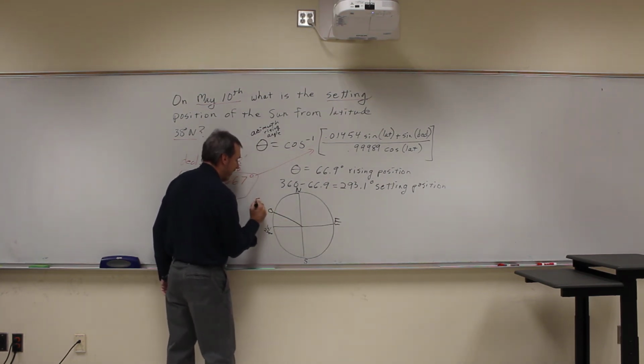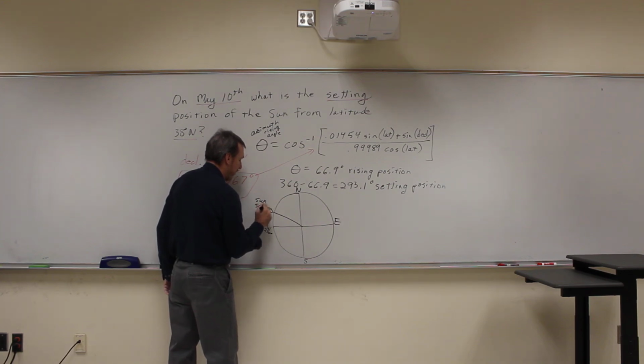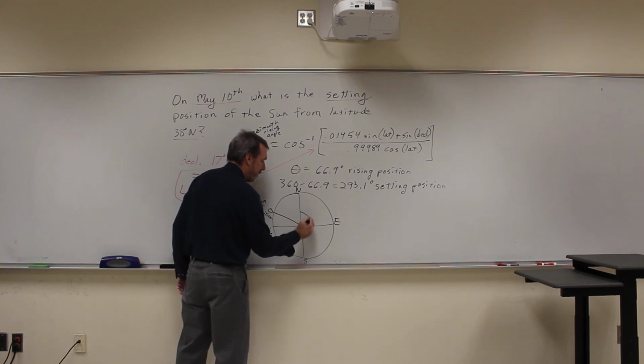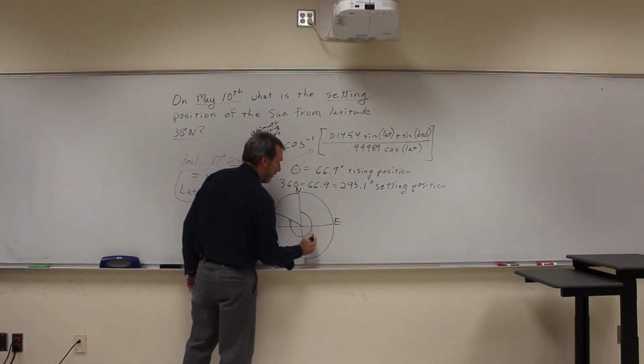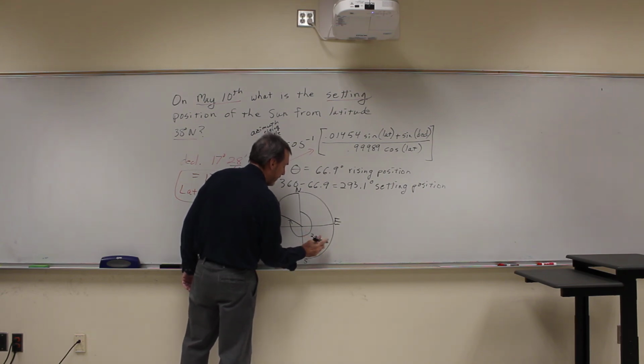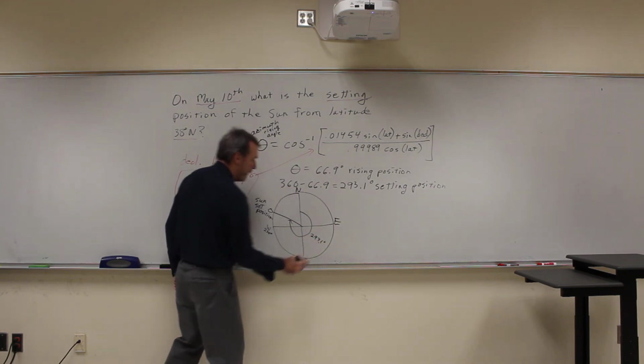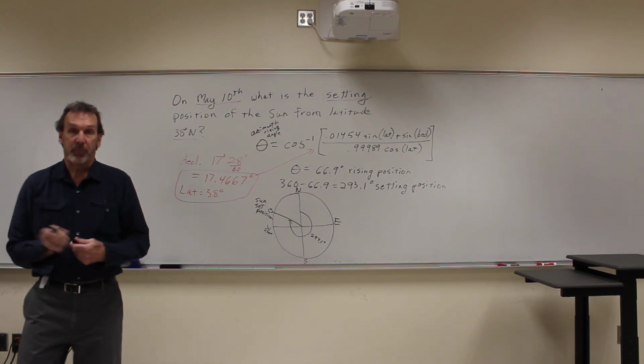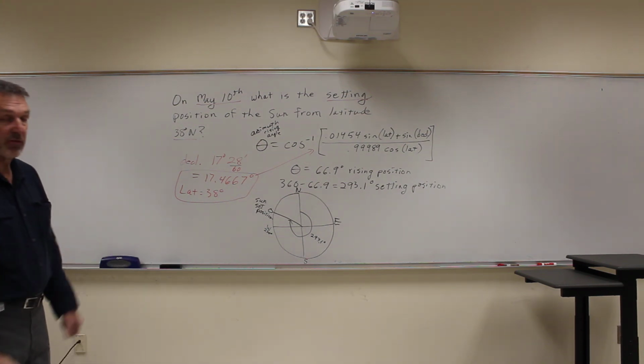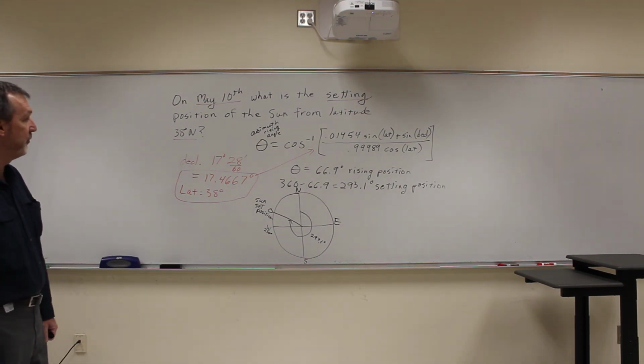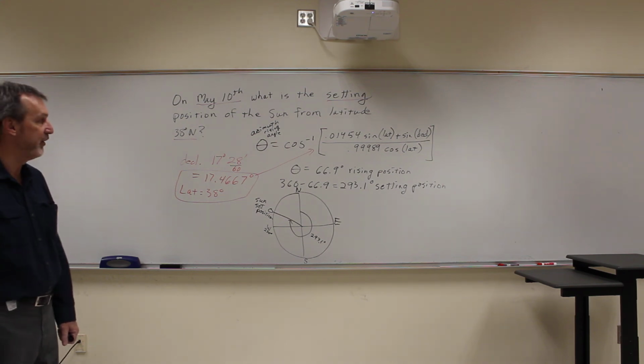So this is the sun set position right here. And then I have to label the angle. The angle goes like this. The angle is 293.1 degrees. That's not a 0, that's a degrees. There you go. You do that and you got 10 points on the test. Okay? So make sure that you can do that kind of problem.